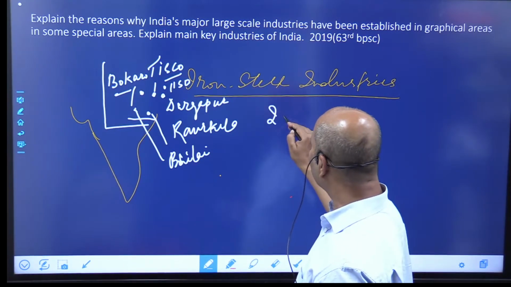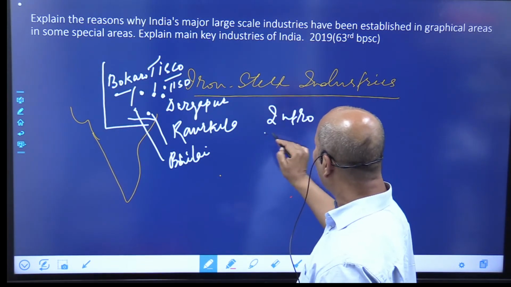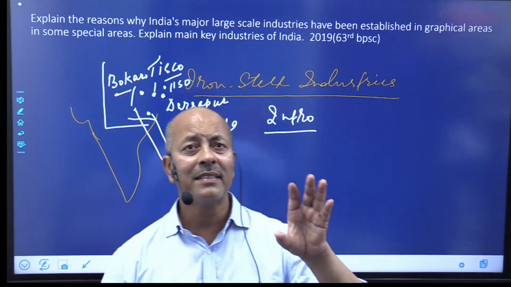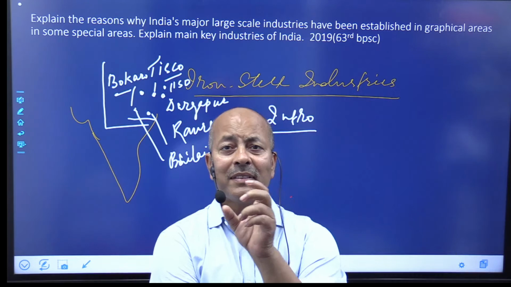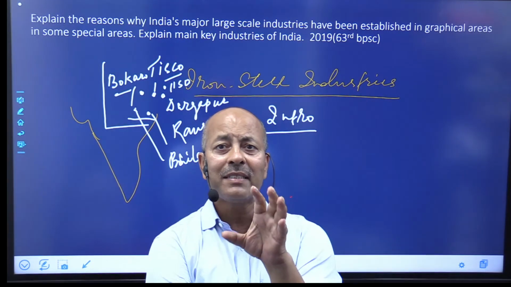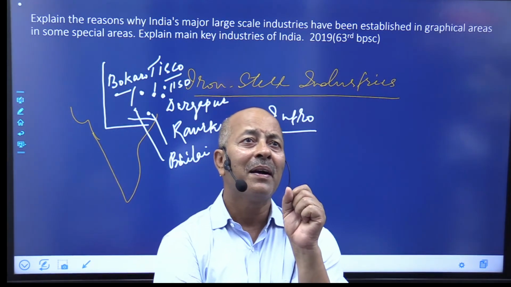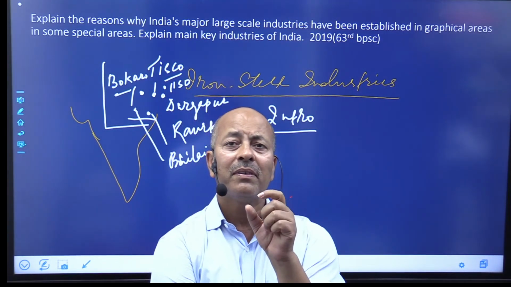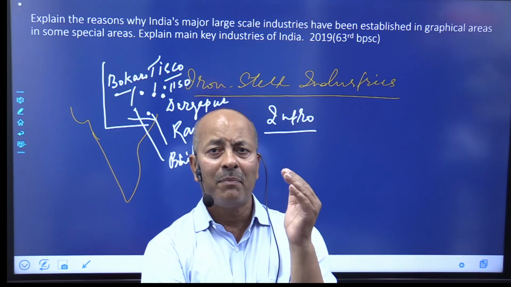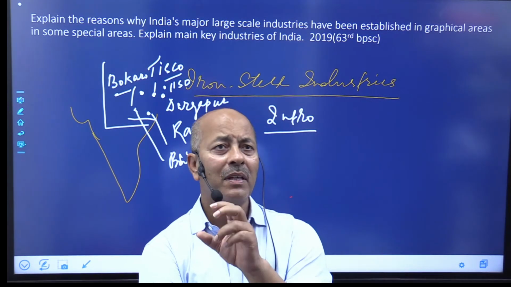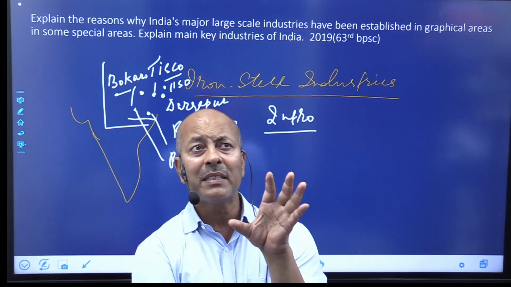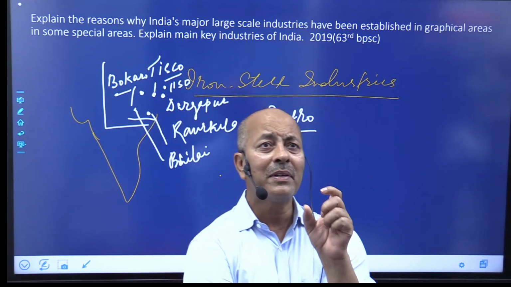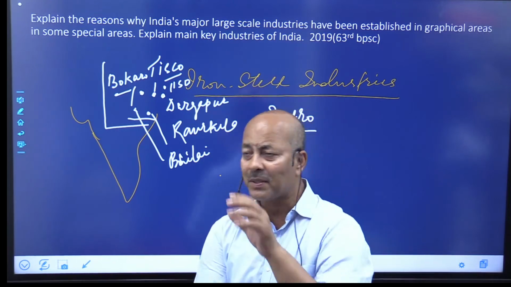So in the introduction, you write all the major industries located in a certain pocket of India, that is in northeastern plateaus of India. And we can write in sequence also: TISCO, ISCO, Bhilai, Rourkela, Durgapur, Bokaro. So these are the major industries. Now we have to emphasize why these industries are located in the eastern plateaus.